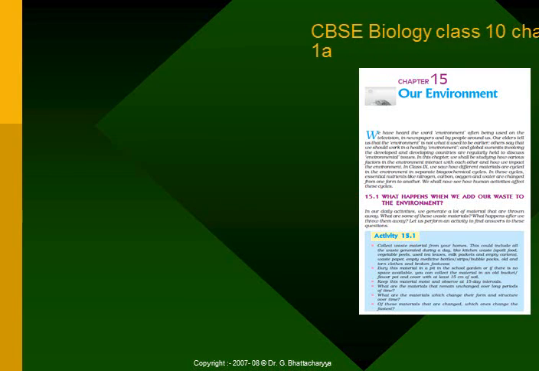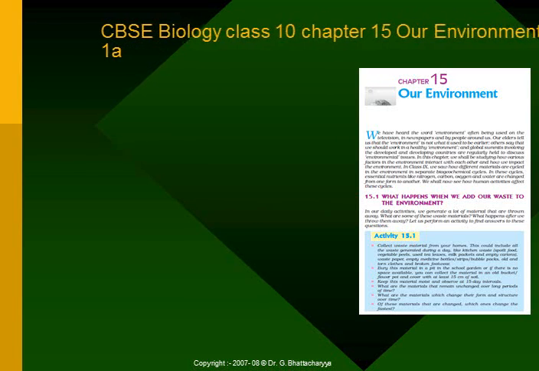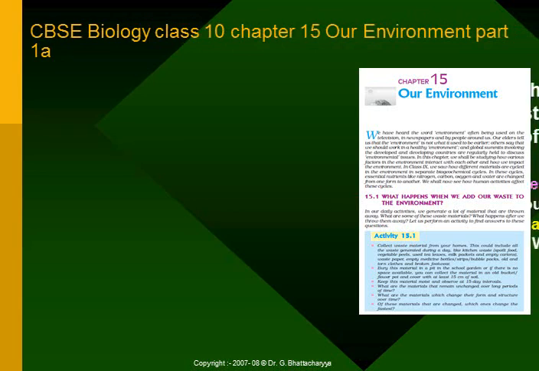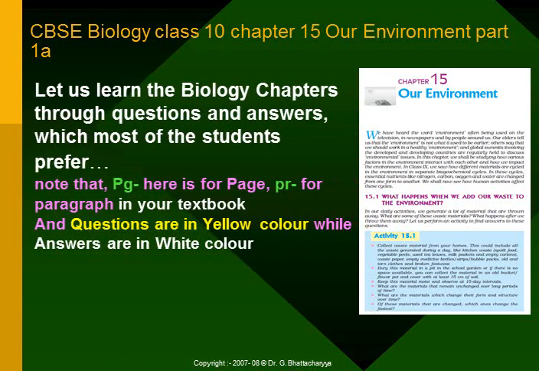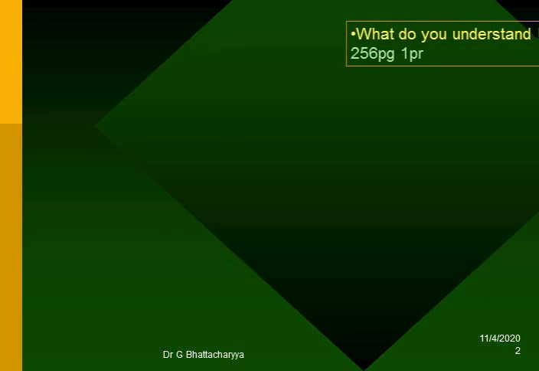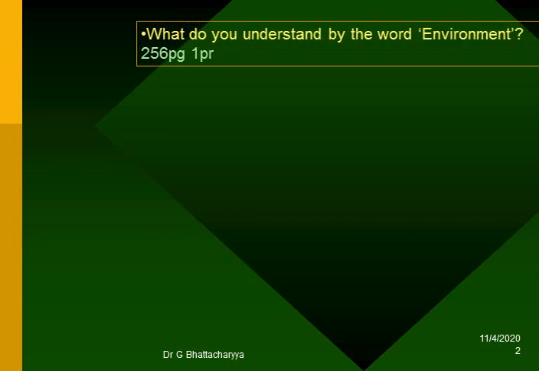CBSE Biology Class 10 Chapter 15 Our Environment Part 1A. Let us learn the biology chapters through questions and answers, which most of the students prefer. Note that PG here is for page, PR for paragraph in your textbook. Questions are in yellow color, answers are in white color. What do you understand by the word environment?